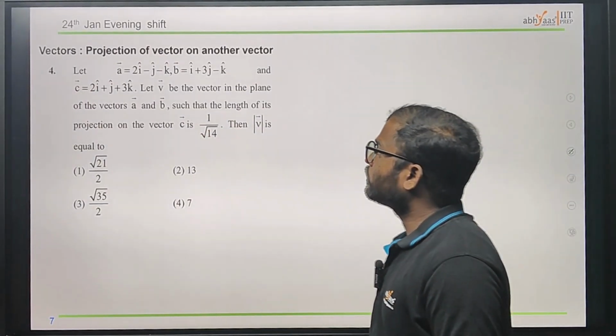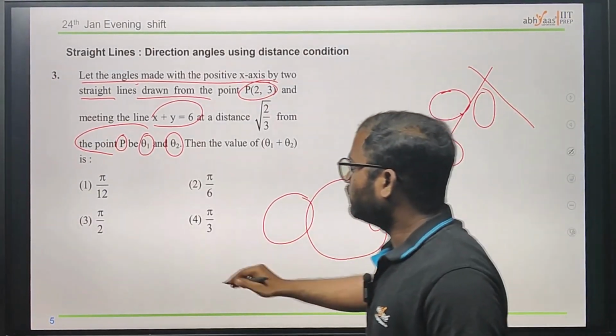Now on the basis of which option is the correct answer here? Option 3 is correct.